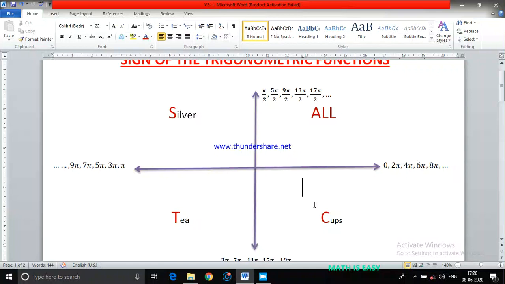Now, in all these four quadrants, all the trigonometric ratios won't have the same sign. Some may be positive, some may be negative. If it is positive here in the first quadrant, then it can be negative in the second quadrant, then it can be positive or negative in the third quadrant. It depends on the quadrant and on the function; the sign of the corresponding trigonometric function will change. Okay, now you have to understand which trigonometric ratio is positive and which is negative in which quadrant.